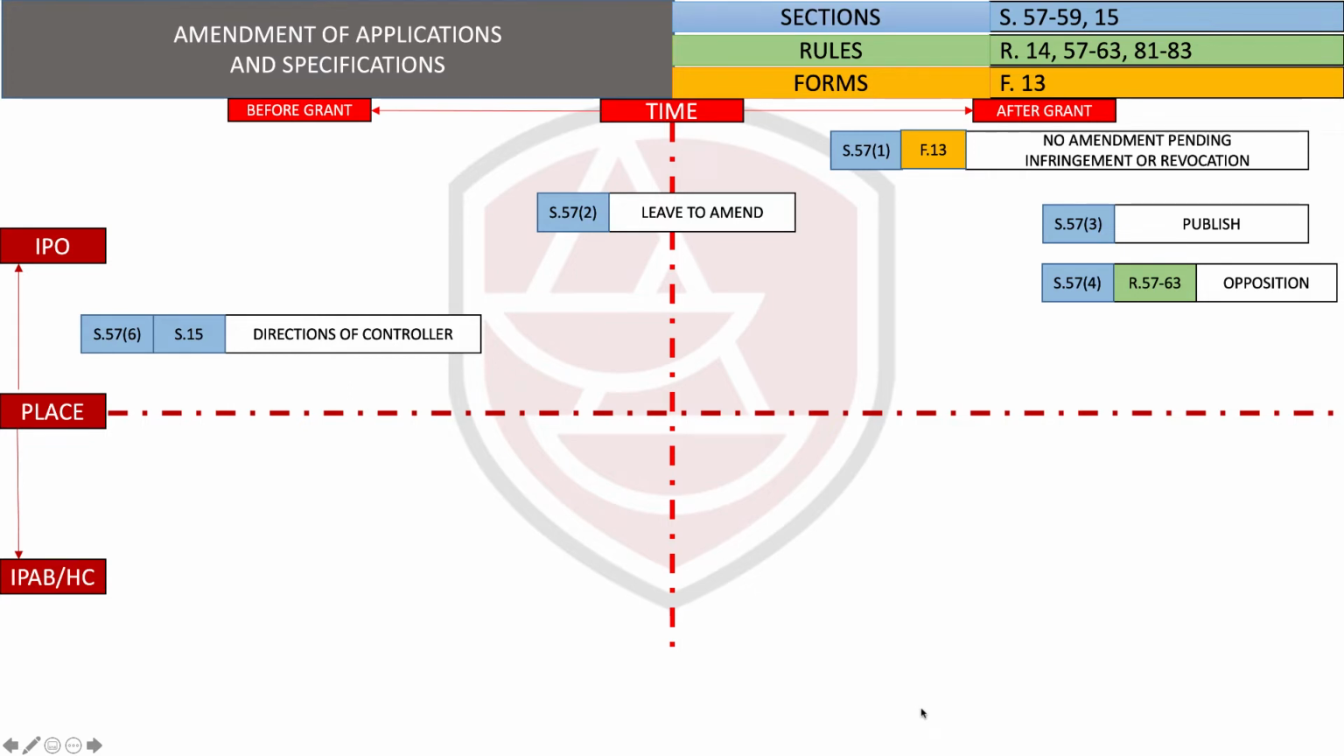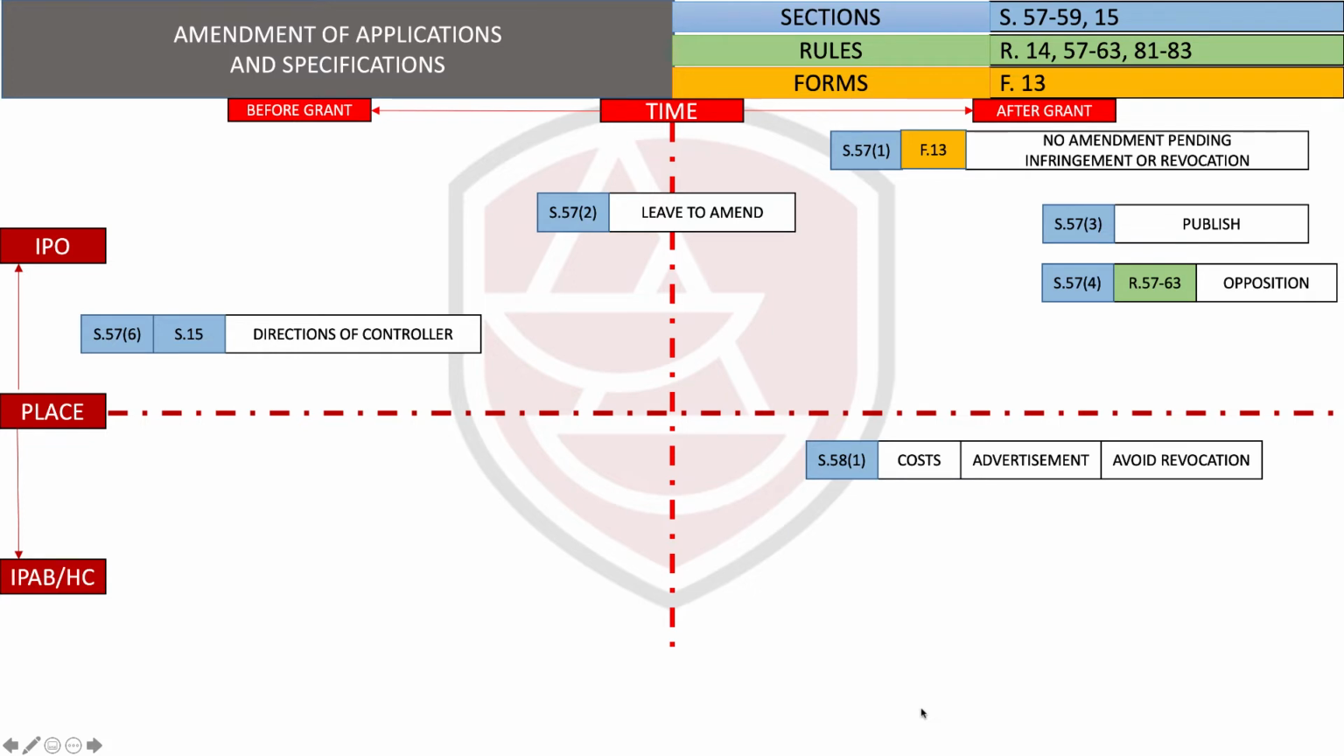Now this is where section 15 comes in, and we have put section 15 in the box. Section 15 is a provision that is related to section 57.6, because under section 15, a direction can be issued by the controller to amend, and the amendment would happen under this provision.